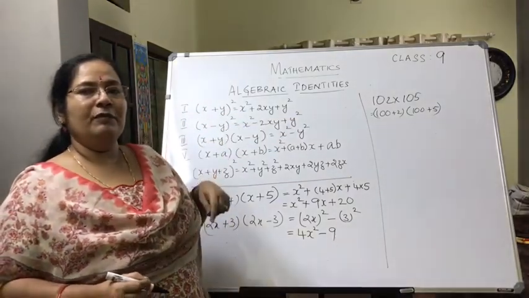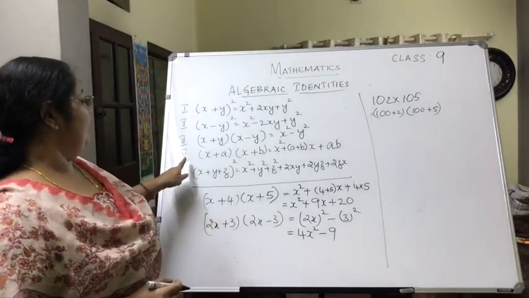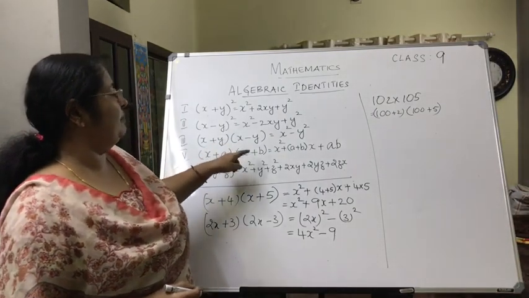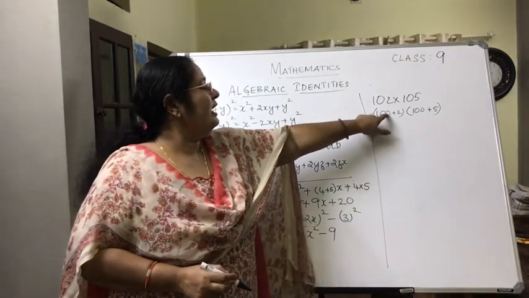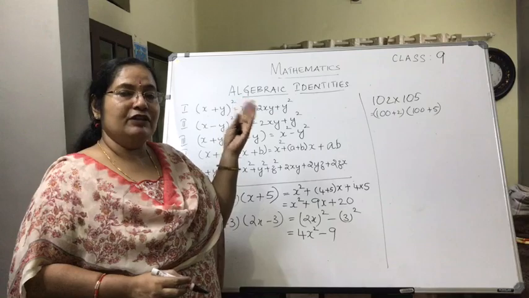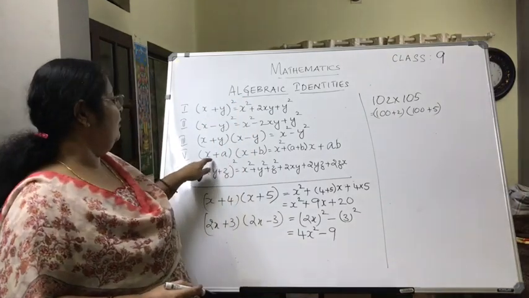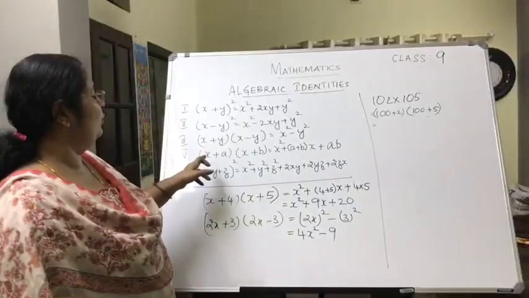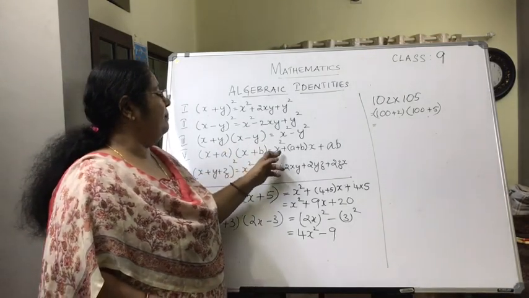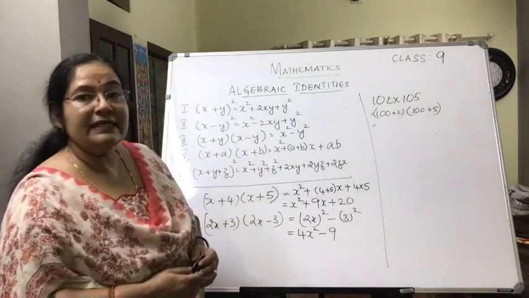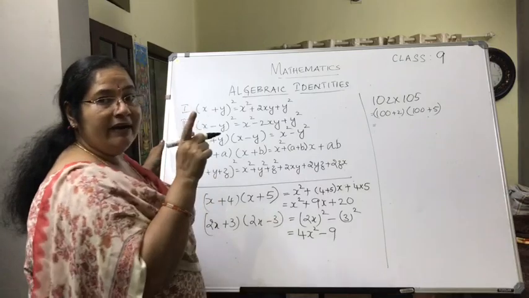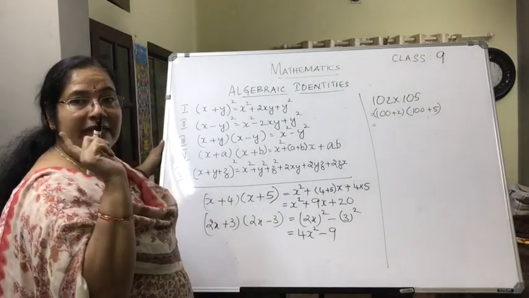Now this is of which form? Which identity form? It will be of identity 4, (x plus a) into (x plus b). Why? Because here you are having the first term same, 100. Only the second terms are different, 2 and 5. So applying the fourth identity. What is the fourth identity? (x plus a) into (x plus b) equals x square plus (a plus b) into x plus ab. So let us substitute. Here our x is 100, a is 2, b is 5.